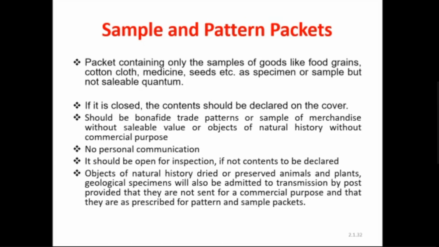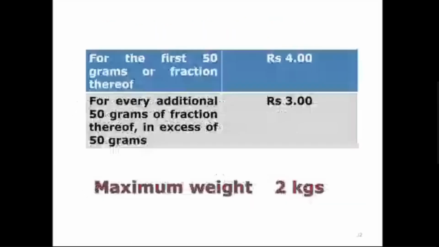Objects of natural history, dried or preserved animals or plants, and geological specimens are also admitted under this class of transmission, provided that they are not sent for commercial purpose and that they are not prescribed for pattern. So only the person who has bona fide trade patterns can send this, and it should not be of commercial nature. Articles like food grains, geological specimens, cloth, medicine, which do not have any saleable value, can be sent through the sample and pattern packet.